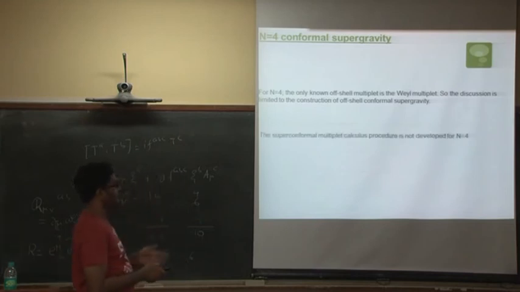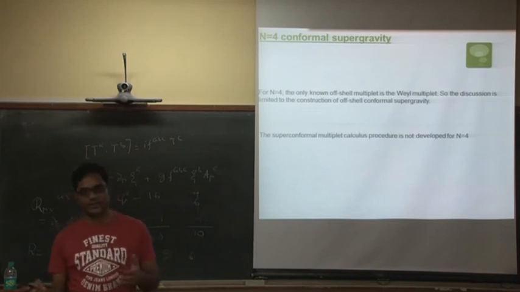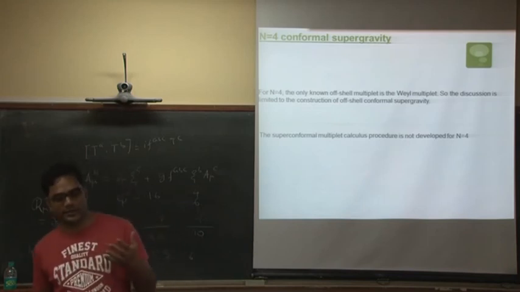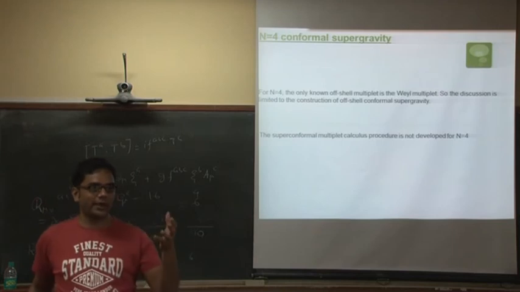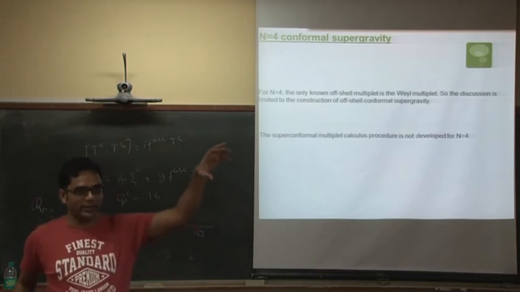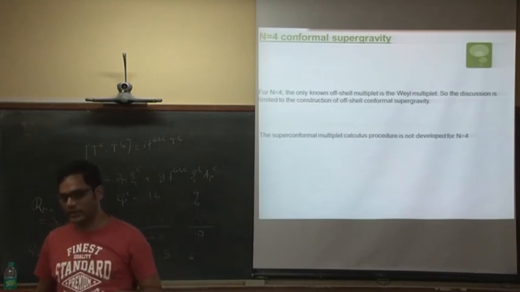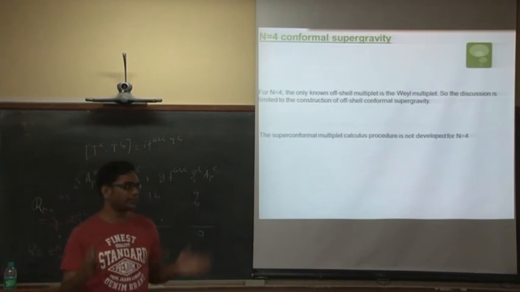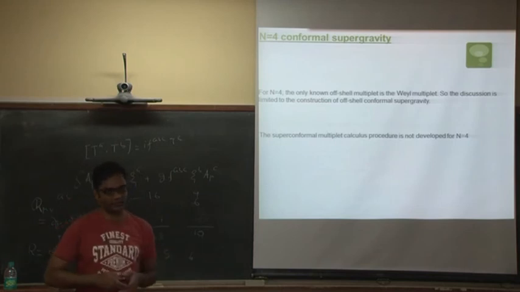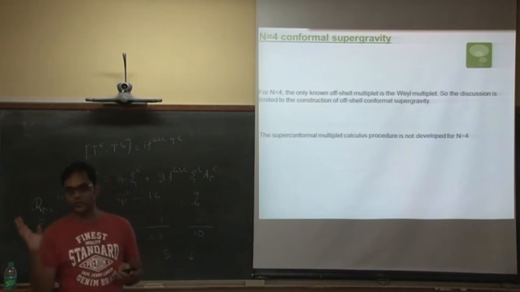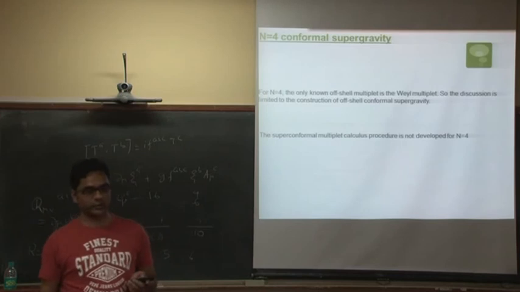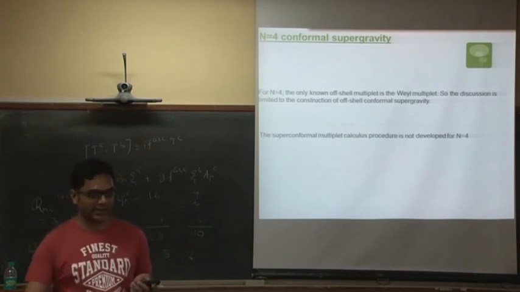The problem with N equal to 4 is that the superconformal multiplet calculus is not very well developed. In N equal to 2, you had a vector multiplet, you could write down a chiral multiplet, and from that you had a density formula which you can use to write an action. This whole formalism is not there in N equal to 4. Even though the N equal to 4 vector multiplet was known in the 80s, nobody knew how to write an action.